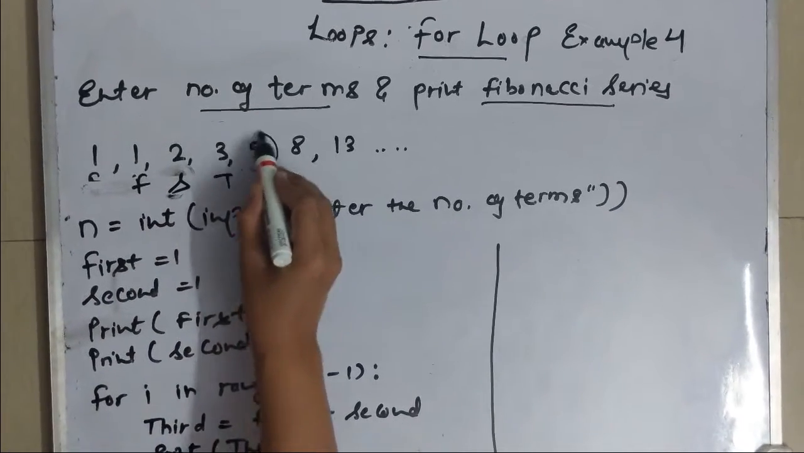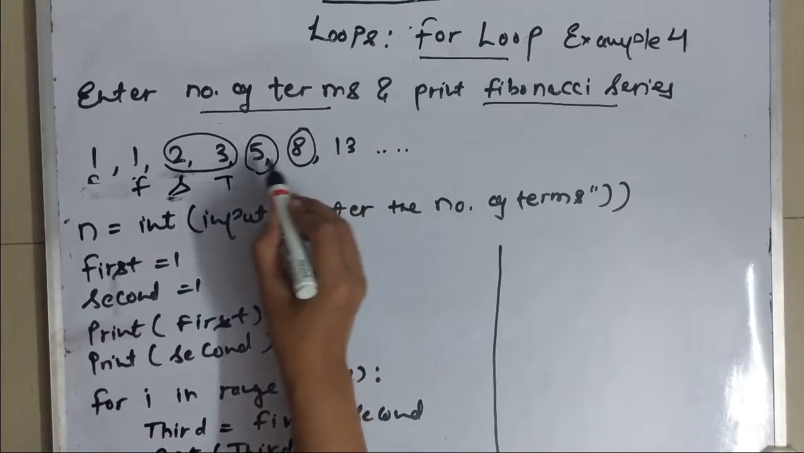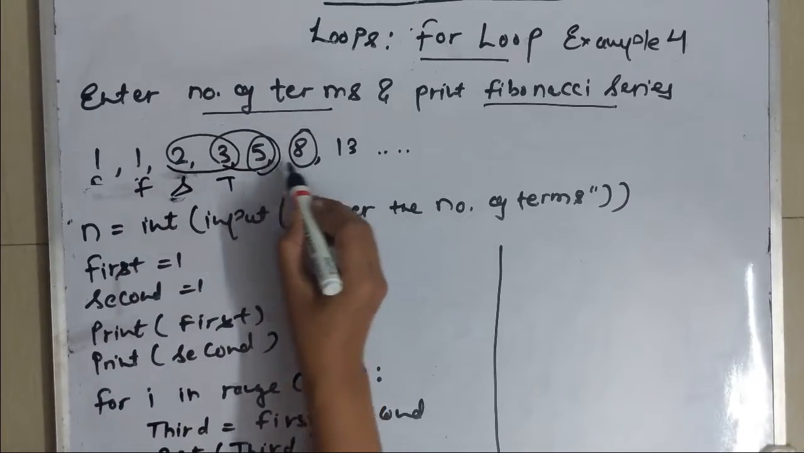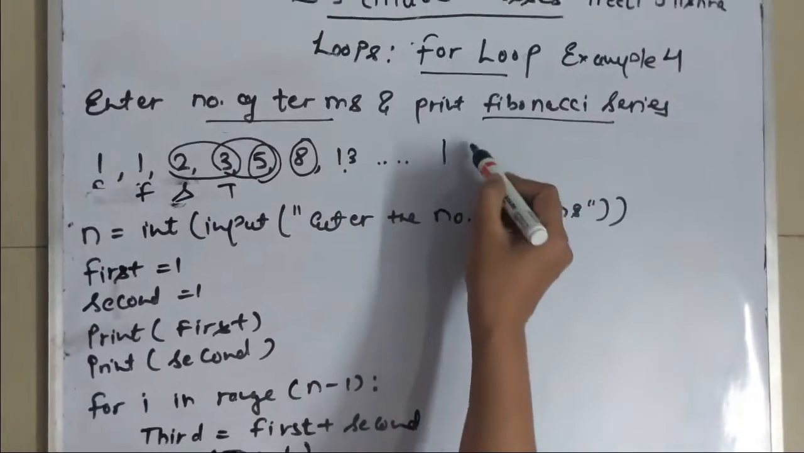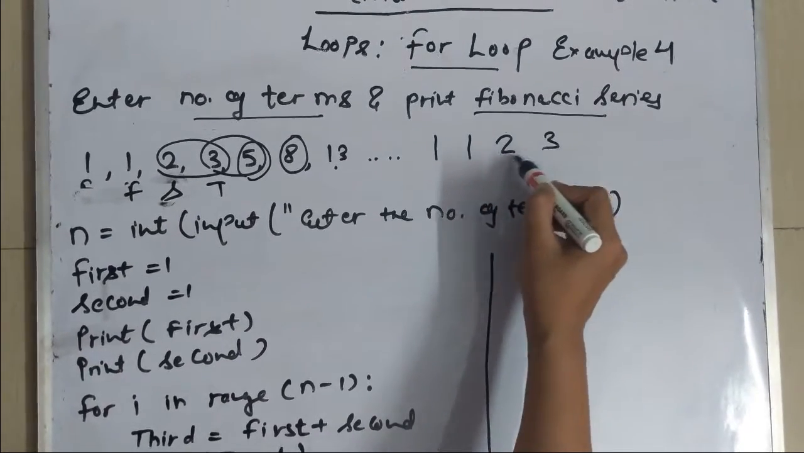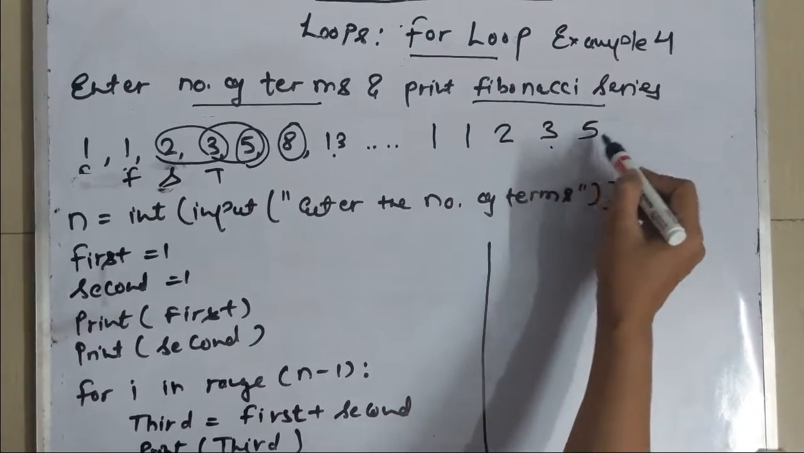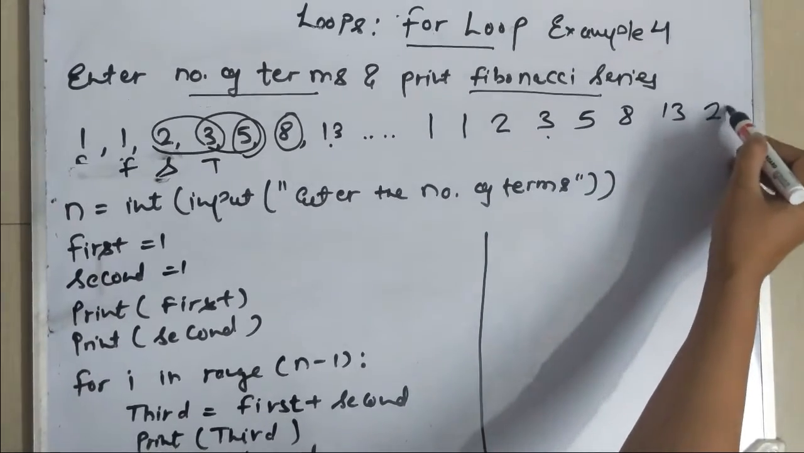Then this third term is going to be 2 plus 3, 5. Then this third term is going to be 3 plus 5, 8. Then 8 plus 5, 13. So a Fibonacci series starts from 1 and 1. Next term is 2. Then 1 plus 2, 3. Then 2 plus 3, 5. Then 3 plus 5, 8. 8 plus 5, 13, 13 plus 8, 21, and so on.